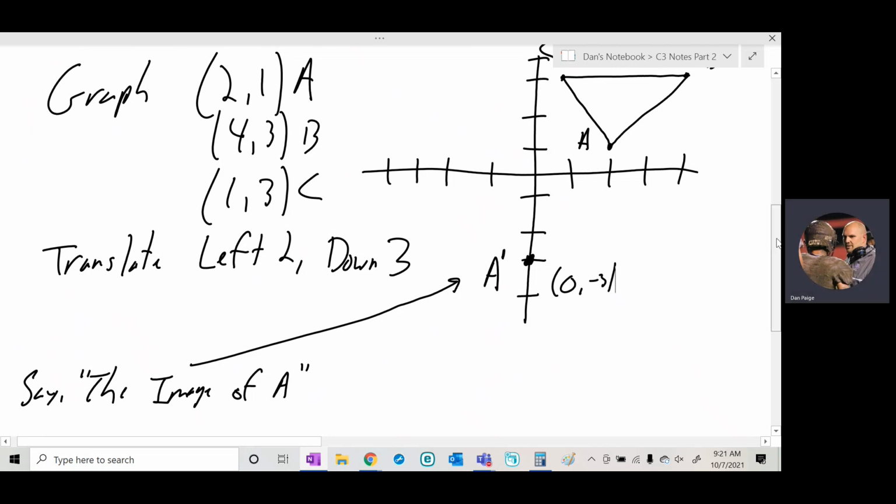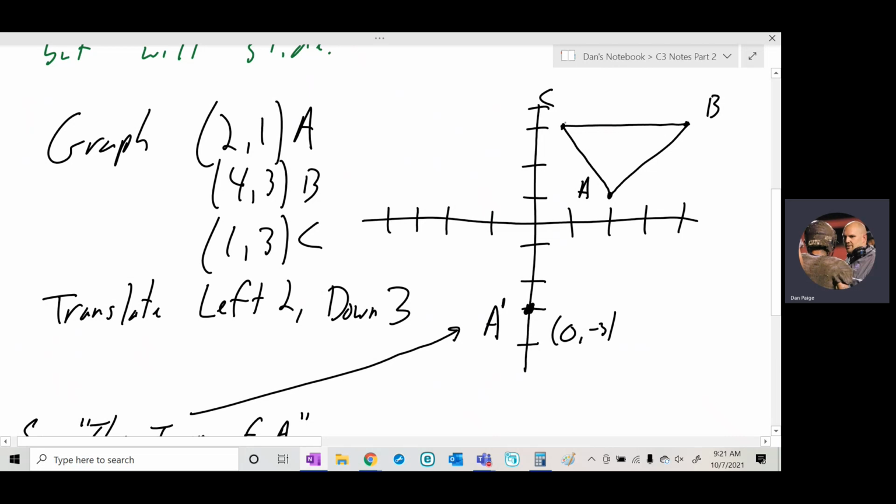And we're going to do that with all of our points. And then point B, to the left 2, 1, 2, and down 3, 1, 2, 3. Put a point here, label it the image of B, and then say its new location. To the right 2, and up and down 0.